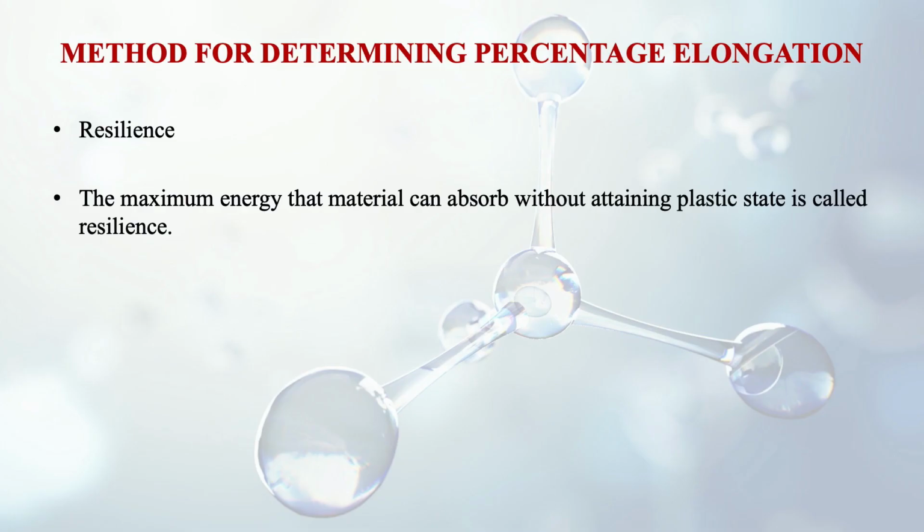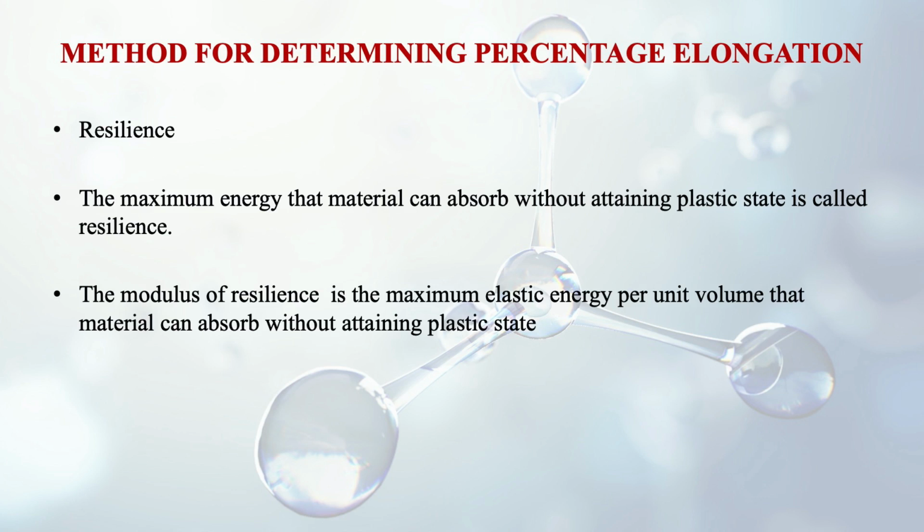So what is resilience? It is the maximum energy that material can absorb without attaining plastic state. That is called resilience. In case of toughness, we went beyond the elastic limit and went up to the fracture point, whereas in this case, we are only going up to the elastic limit. So that is the difference between resilience and toughness. The modulus of resilience is the maximum elastic energy per unit volume that material can absorb without attaining plastic state.